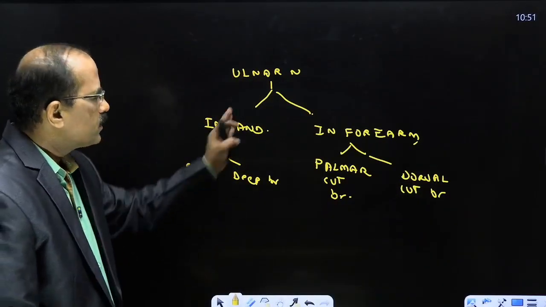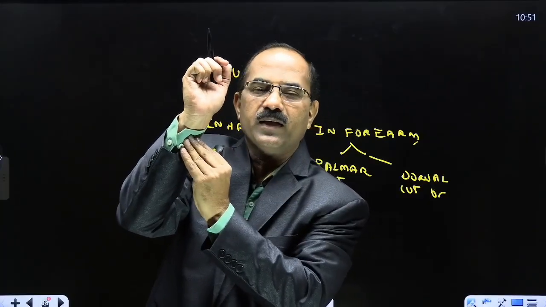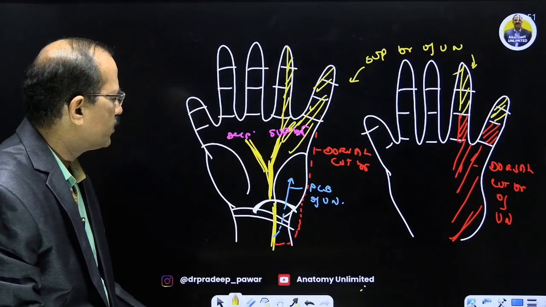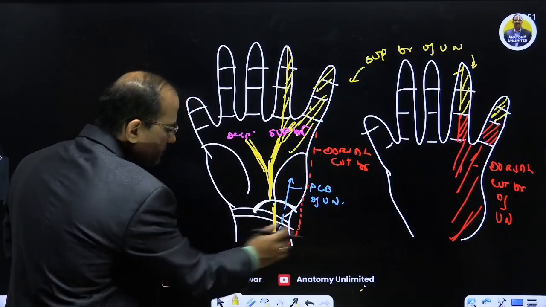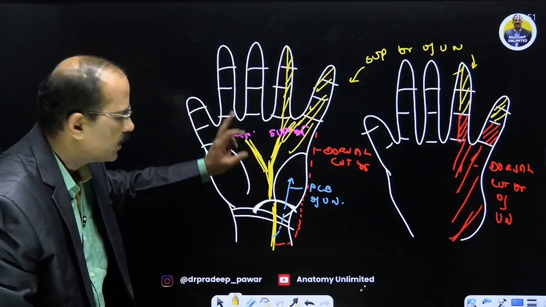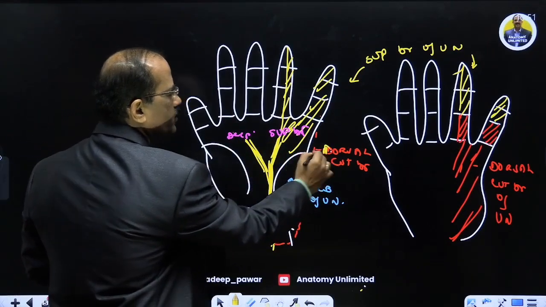Okay? So now you tell me, if the ulnar nerve is injured in the forearm, so everything is gone, right? If the ulnar nerve is injured in the forearm, then the superficial is gone, the deep is gone, the palmar cutaneous is gone, the dorsal cutaneous is gone. Everything is gone. Okay?